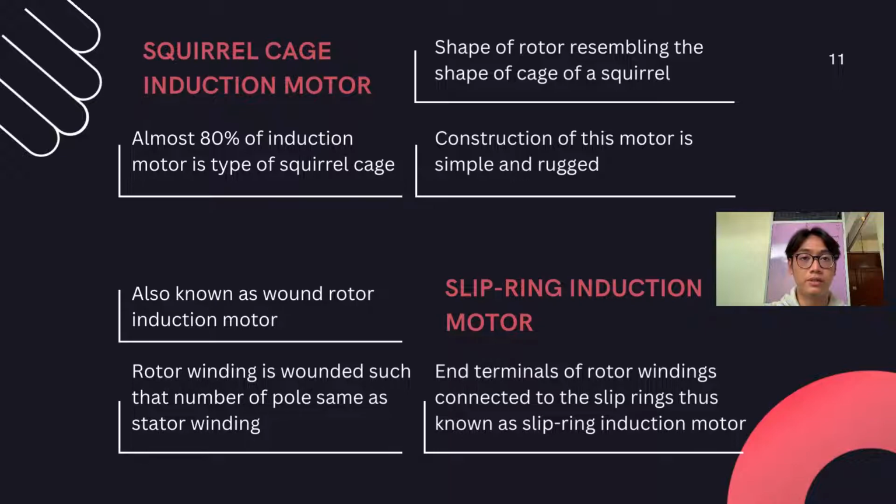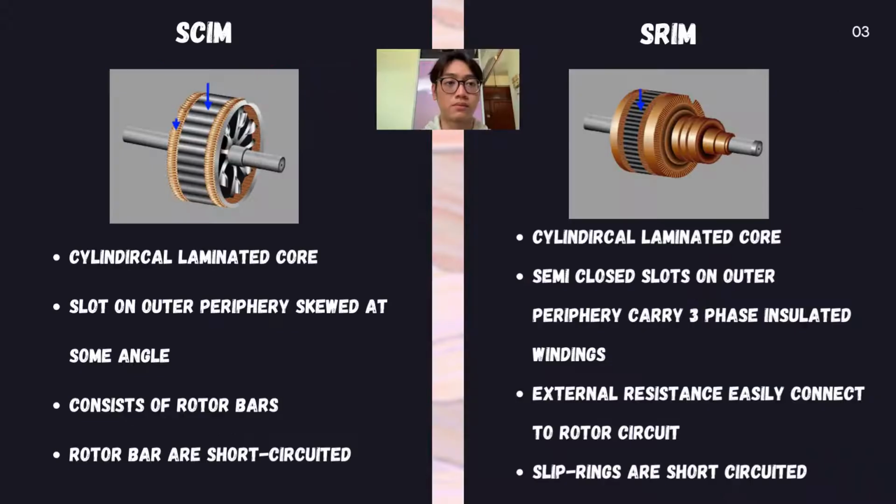The slip ring induction motor is also known as the wound rotor induction motor. The rotor winding is wound such that the number of poles is the same as the stator winding, and the end terminals of the rotor windings are connected to the slip rings. Thus, this motor is known as the slip ring induction motor.